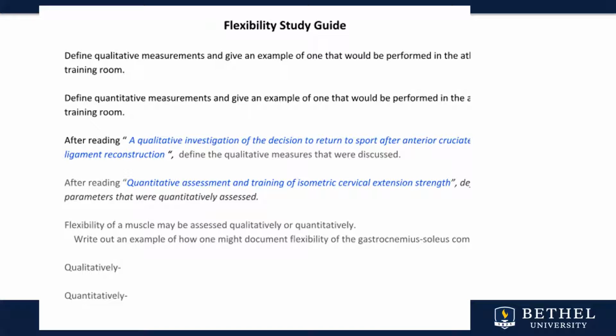A qualitative measurement, though, is more general, descriptive, based on the functional ability of that muscle flexibility. So words we're going to use are mild, moderate, severe, or normal, for limitations, or there might be excessive mobility. So let's look at the hamstrings again.